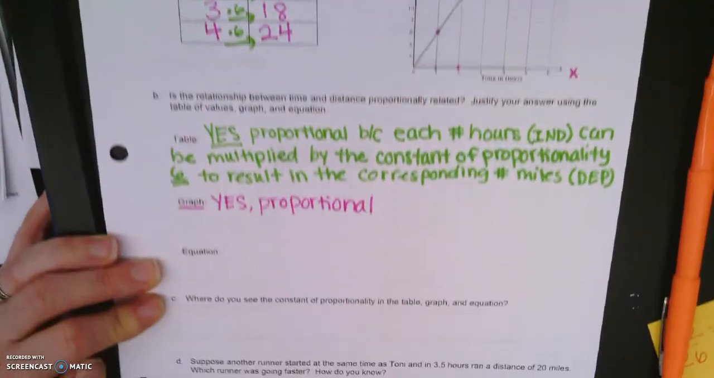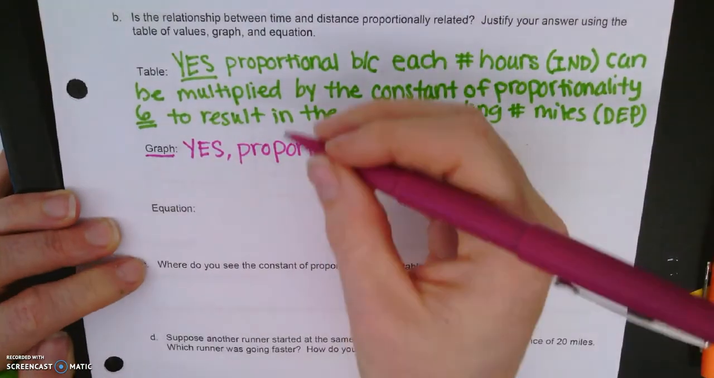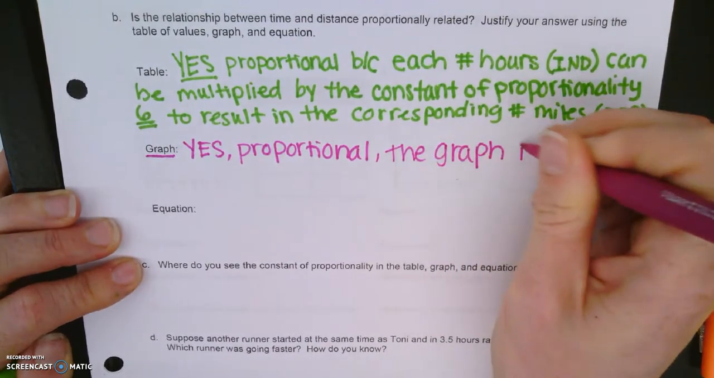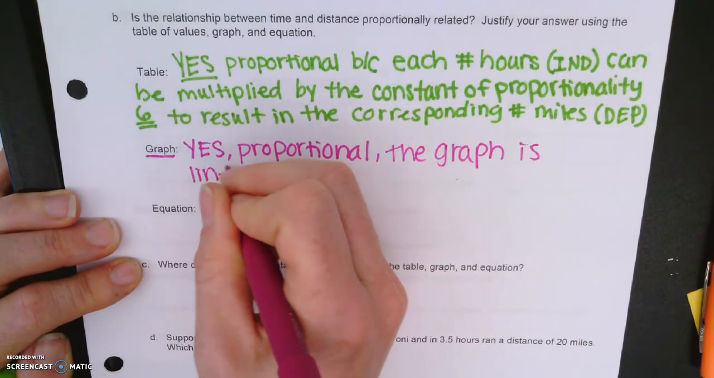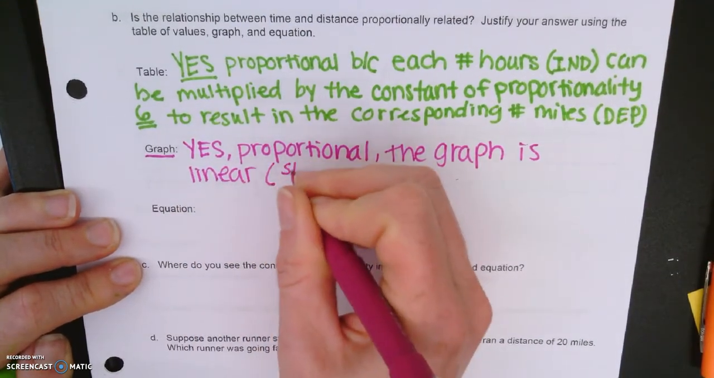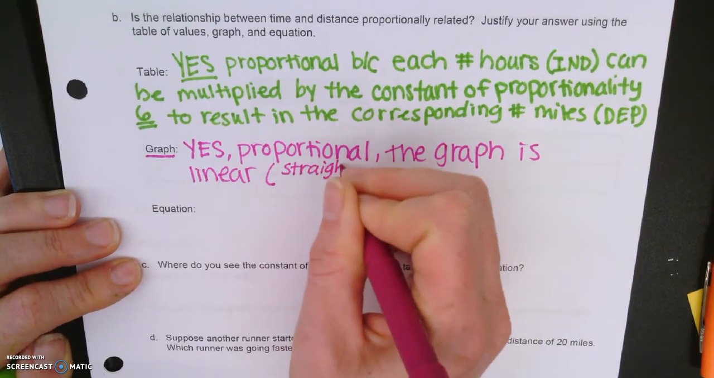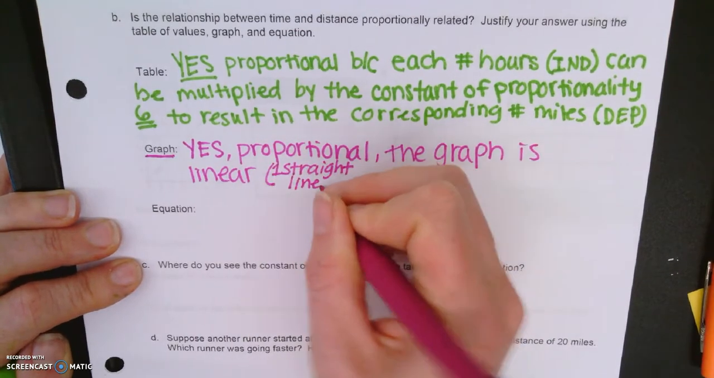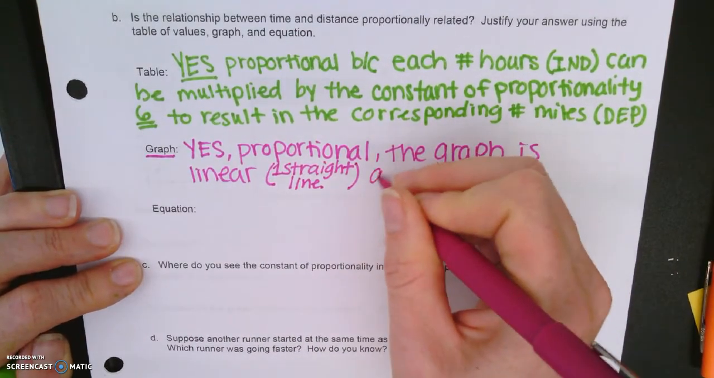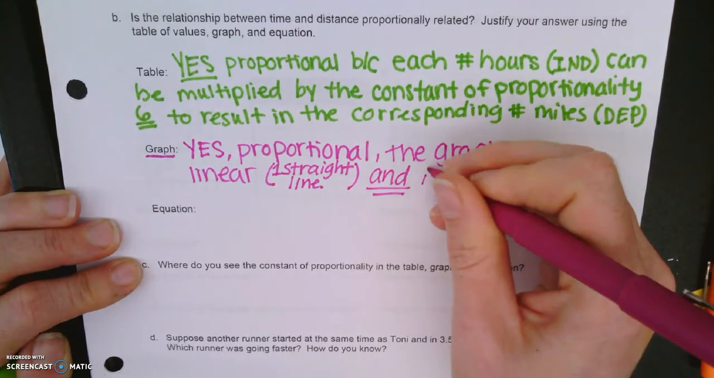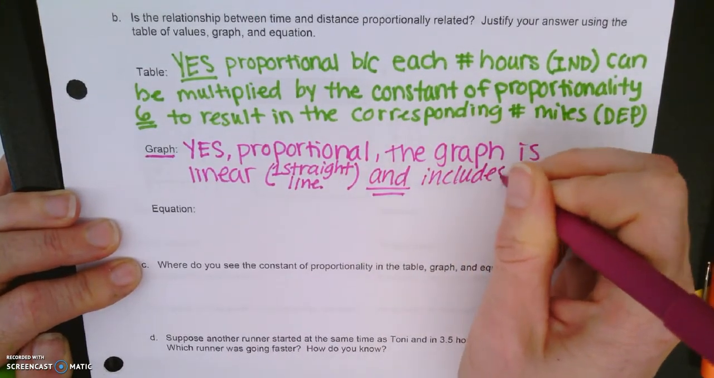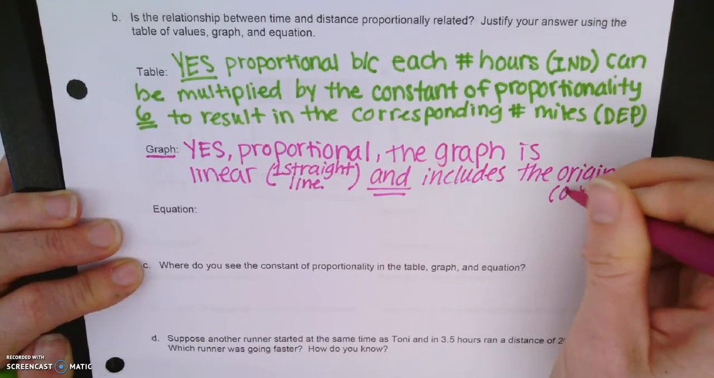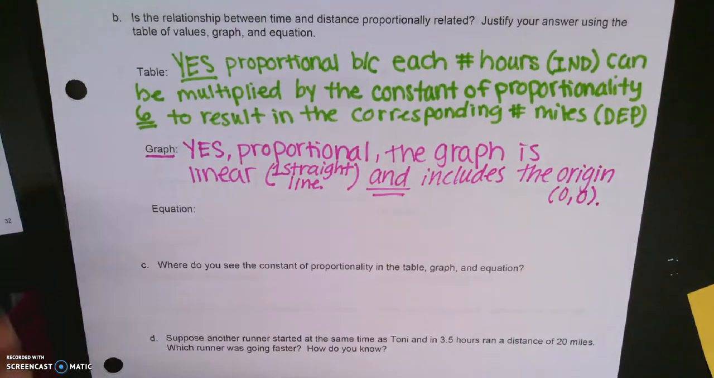I'll zoom up a little bit. Proportional. The graph is linear. If you said straight line, you could say that, but I prefer my mini mathematician saying linear. One straight line, not multiple straight lines, one straight line. And it needs to include the origin, which we can call (0, 0). It has a special name.